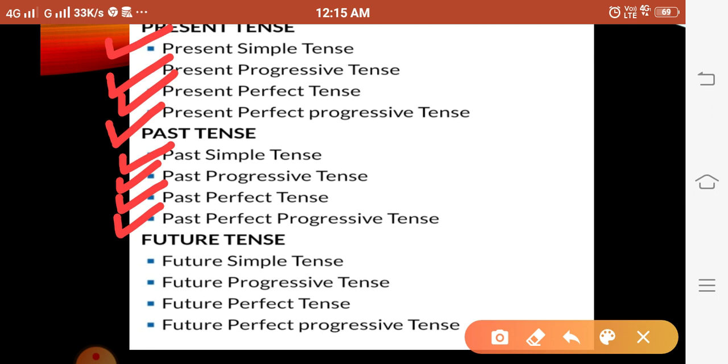Third, future tense. Future tense is further divided into 4 subcategories, which are simple future or future indefinite tense, future progressive or future continuous tense, future perfect tense, and future perfect progressive or future perfect continuous tense.